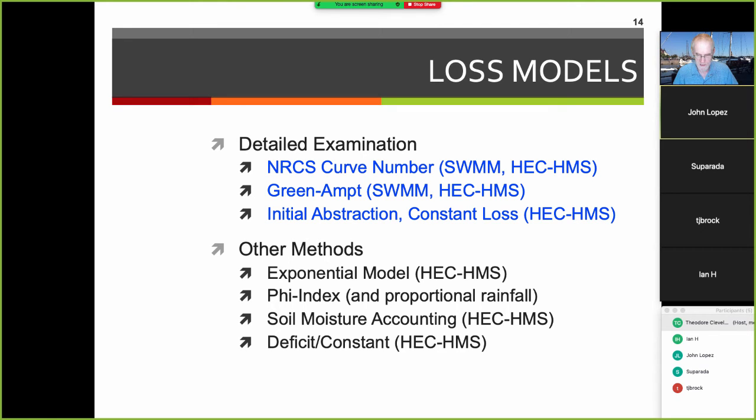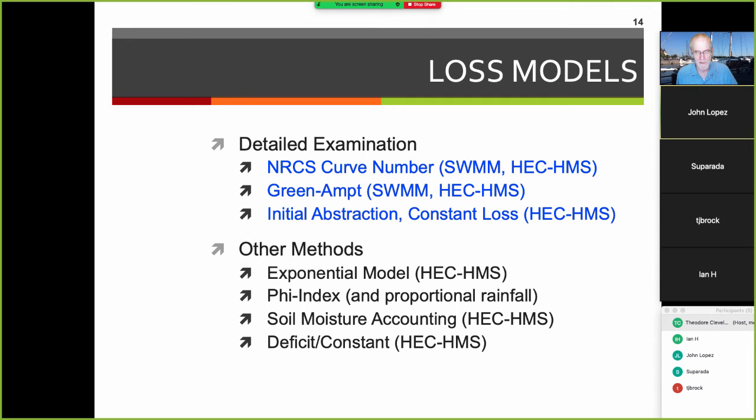And because you're accounting for moisture in the soil, it gives you the ability to keep track of that moving water table, in a sense, and determine what flows get to your receiving conduits. And then a deficit constant model is another HEC-HMS implementation. So there's quite a few choices one can make when doing the computational hydrology aspect of surface water hydrology.